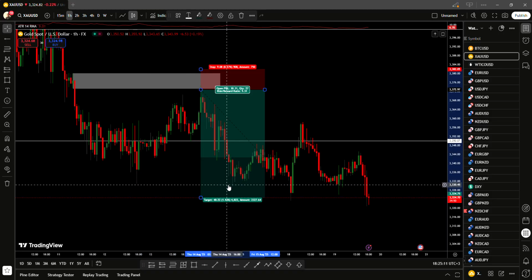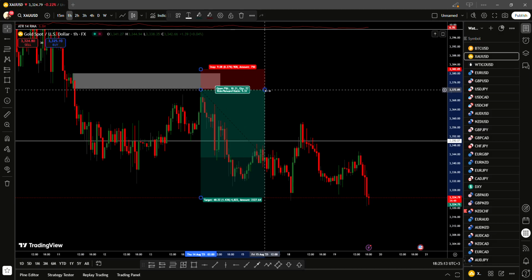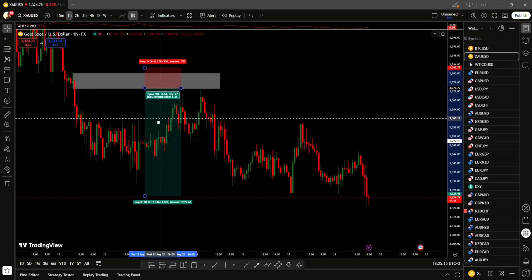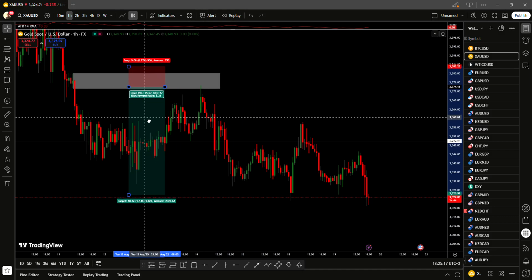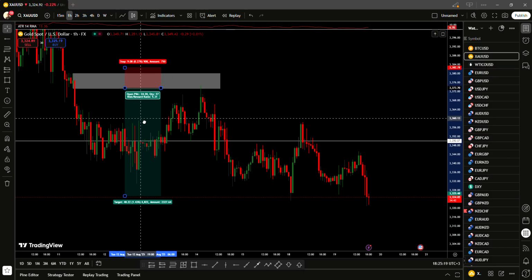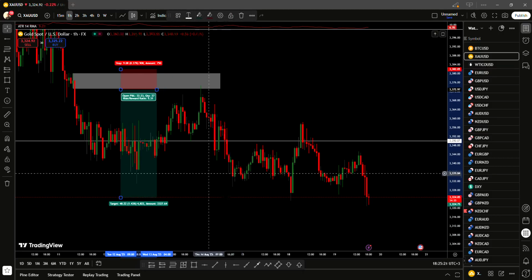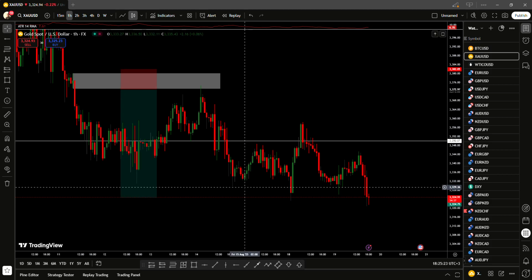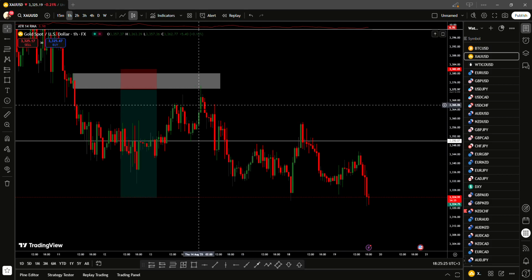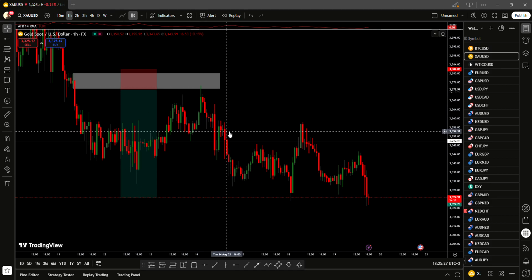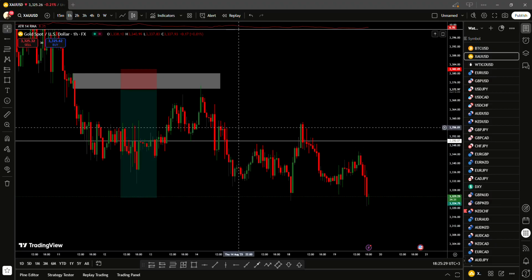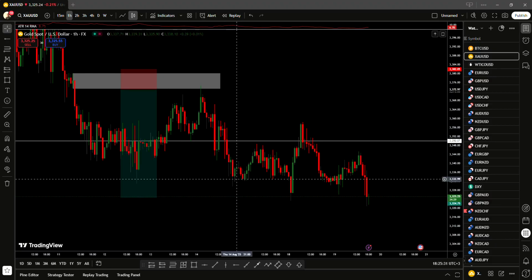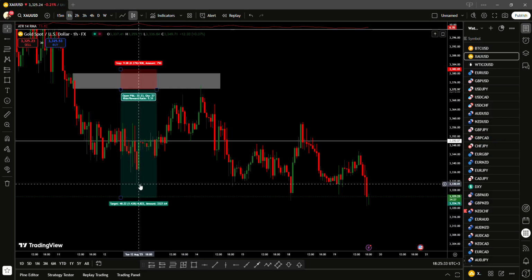Okay, so that one, let's ignore it and then look for another setup. Let me just put this one here for reference. So there's another setup here. If you could see it, there is a drop, a base, then a drop. You see these red candles that are dropping, and then there is a breakout structure here.